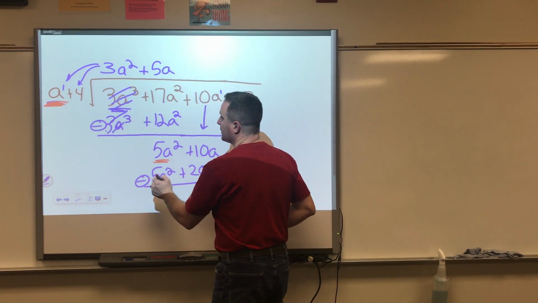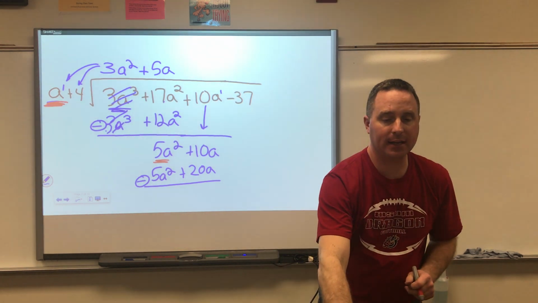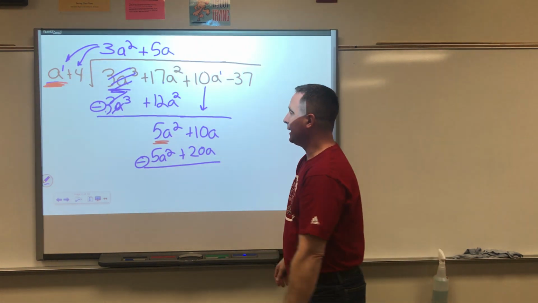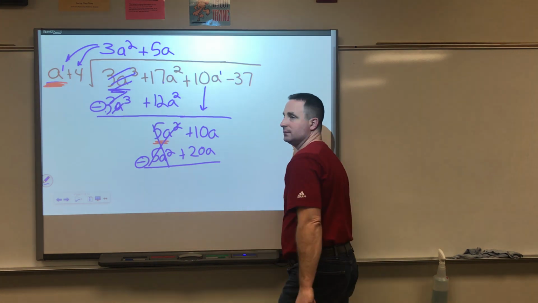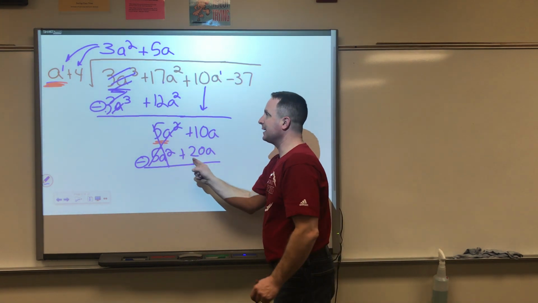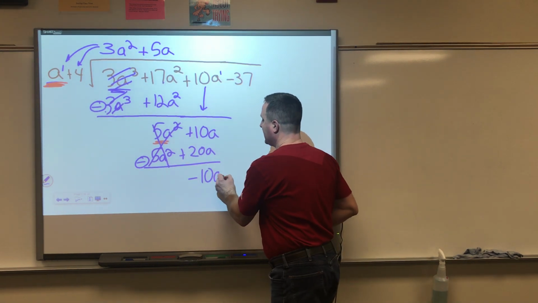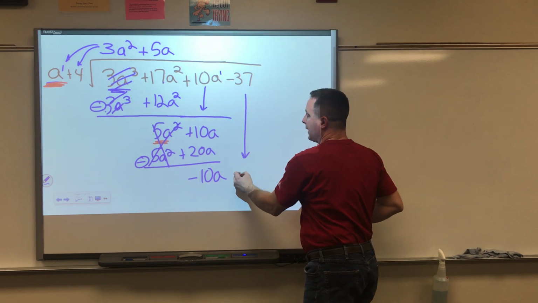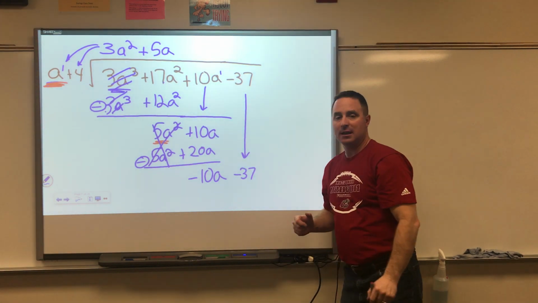And then I'm going to subtract. Scoop this up just a tiny bit. When I subtract, the 5a's go away. 10 minus 20 is negative 10a. And then I bring down my negative 37. And here's a little clue.